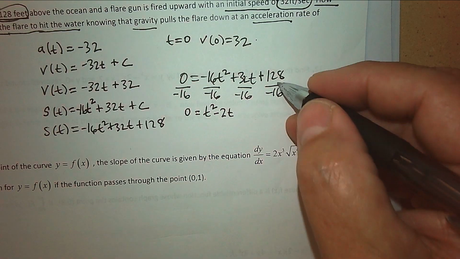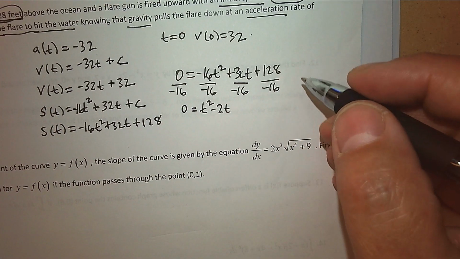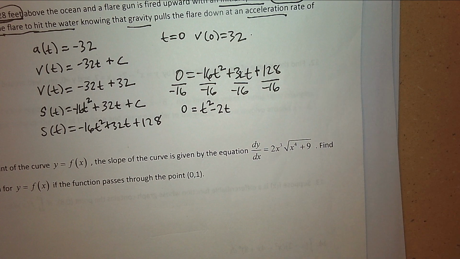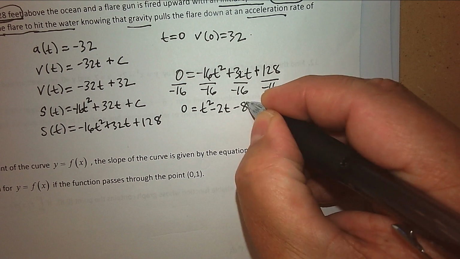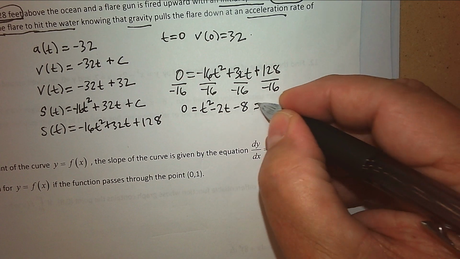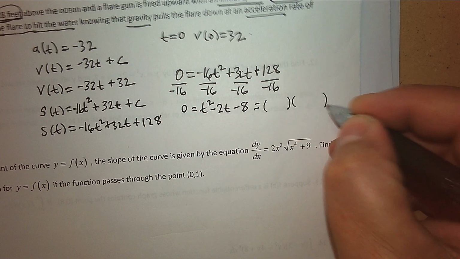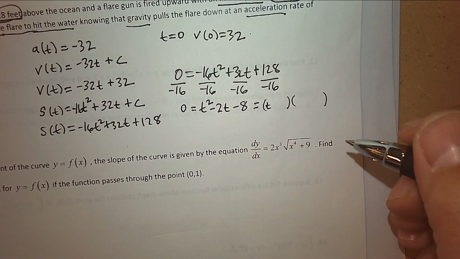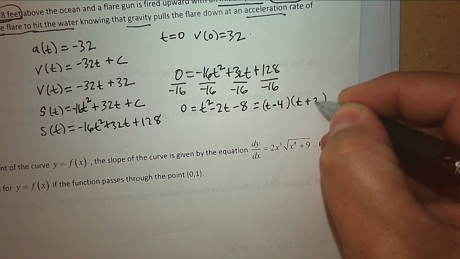And then this is the tough one. What would your assumption be? It's not 4. 16 times 4 is 64. Double it. 8. And it'd be a negative 8. Well, now it's a really easy quadratic, isn't it? What two numbers multiply to negative 8 and the same numbers add to negative 2? That would be negative 4 and positive 2.